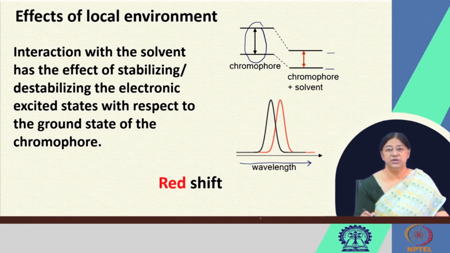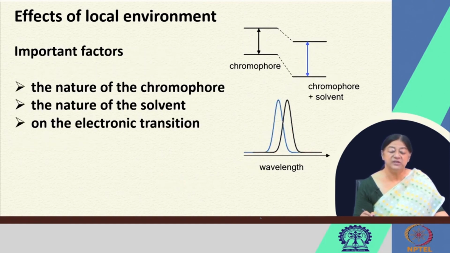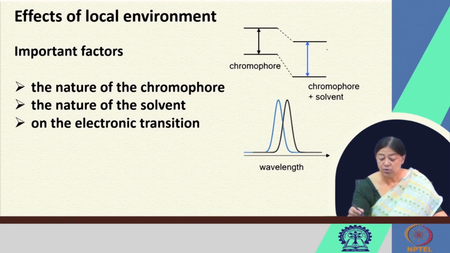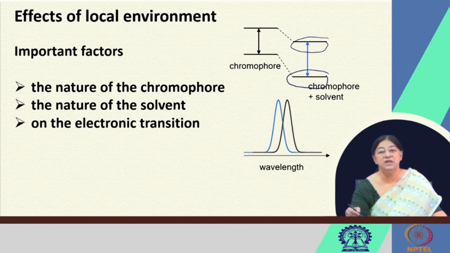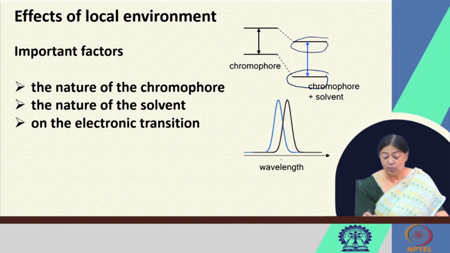These are observations that we make in our protein solutions to monitor effects. Similarly, we will see the effects of a local environment in terms of the important factors that are going to play a role. For example, it may so happen that the ground state is stabilized more than is the excited state. So, what happens is the energy difference is larger, indicating that the wavelength or the shift is to a lower wavelength. So, this is called a blue shift.